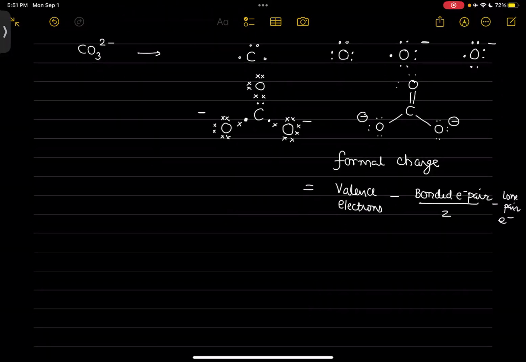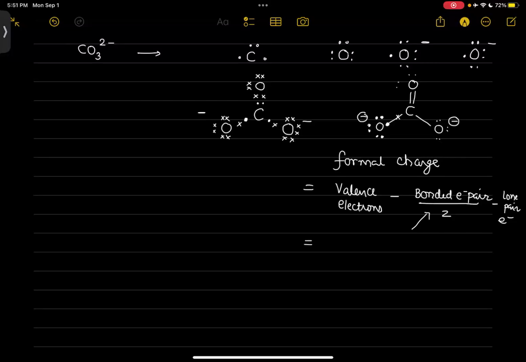Actually, the basic thing is you need to compare the electrons. If you don't remember the formula, a quick trick is to see how many electrons this oxygen is carrying. Lone pair electrons belong to oxygen itself, right? Yes, sir. Then you have one bond, one electron of carbon and another of oxygen. So for bonded electrons, you need to take half of them. Is it clear? Yes, sir.